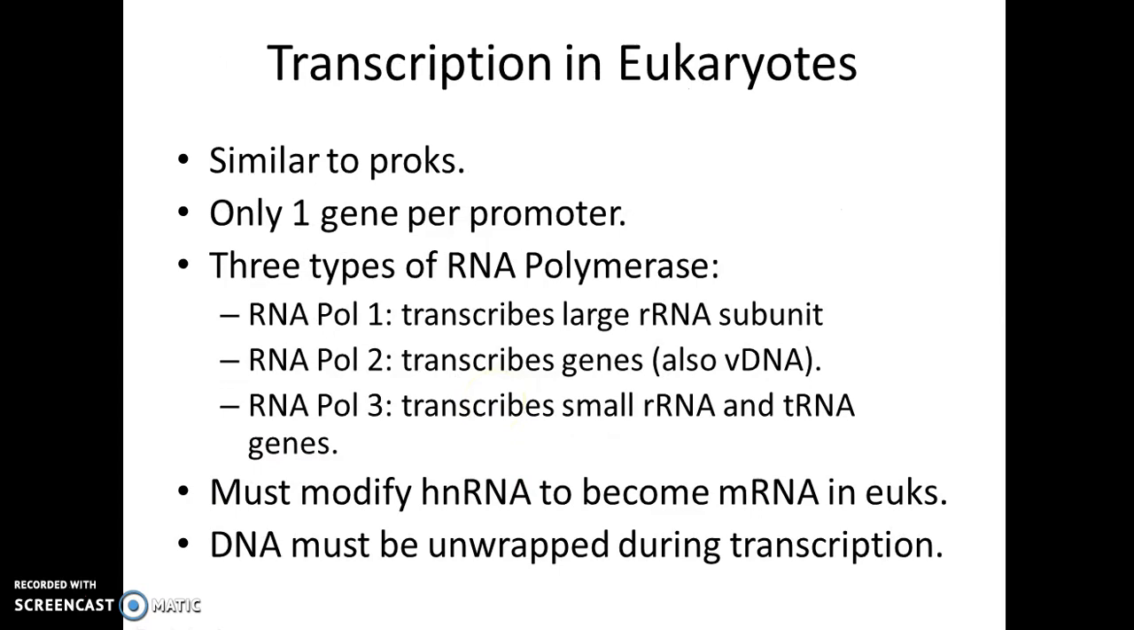Transcription in eukaryotes is similar to transcription in prokaryotes, except there's only one gene per promoter, whereas in prokaryotes you could have many genes per promoter. There are three types of RNA polymerase. RNA polymerase 1 transcribes the large rRNA subunit. RNA polymerase 2 transcribes the genes and also snDNA. And RNA polymerase 3 transcribes a small rRNA as well as the tRNA genes.